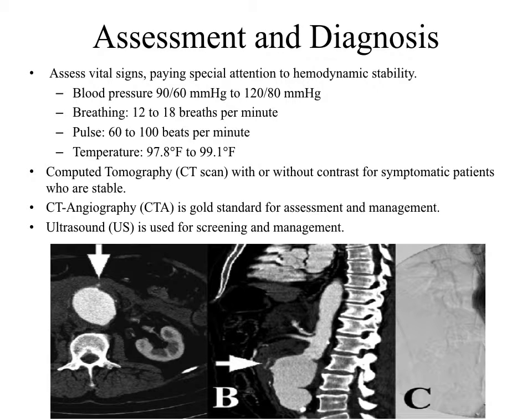In the event a patient presents with symptoms suggestive of AAA, assess and reassess vital signs, paying special attention to hemodynamic stability. I put the ranges of normal here just as a simple reminder of what is normal and what to be paying attention to. Perform a thorough abdominal exam. Be sure to palpate for any abdominal masses or pulsations, and also pay attention to symmetry of upper and lower extremity pulses, as both of these may point to aortic disease process.